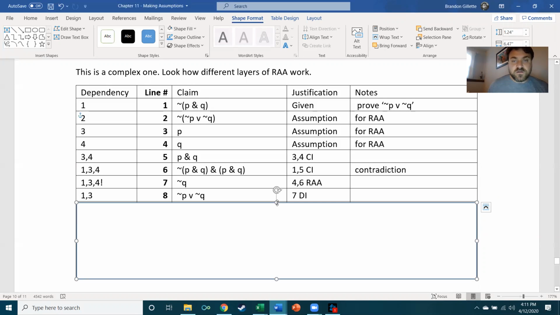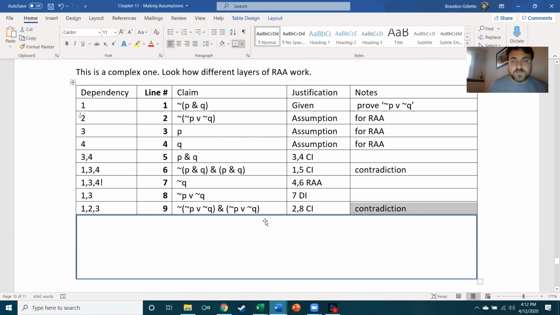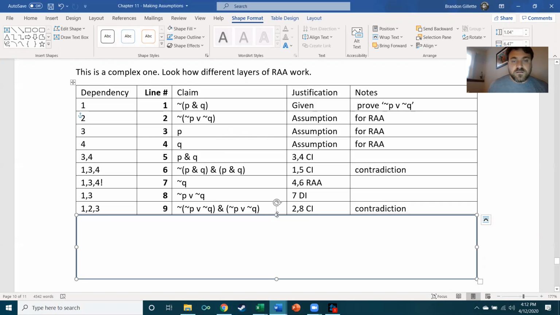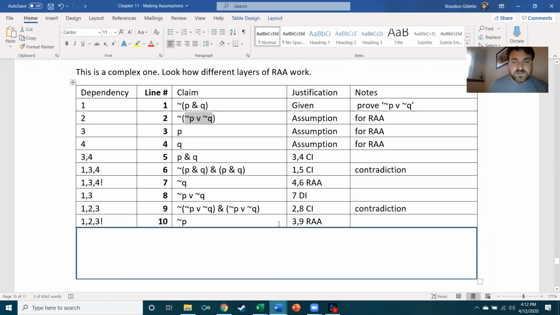So now we get the contradiction that we need to discharge the assumption that we made on line 3, which is what we'll do. We'll combine line 2 and line 8. Note that it's a contradiction, and then discharge the assumption that we made on line 3, which was P, that discharges into not P. And now we can do a very similar move to what we just did. Since we have not P, we can just use disjunction introduction to create this phrase here again.